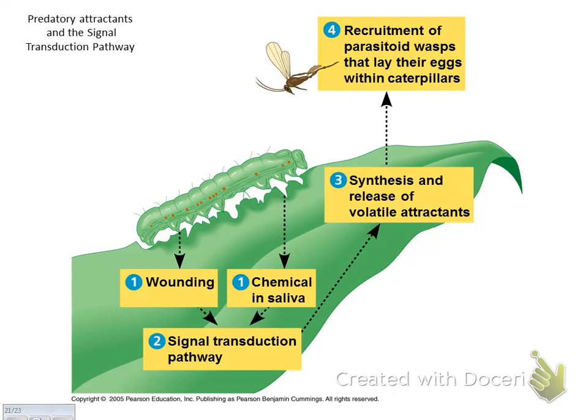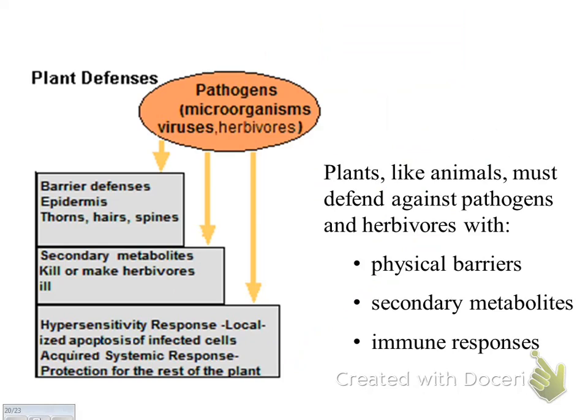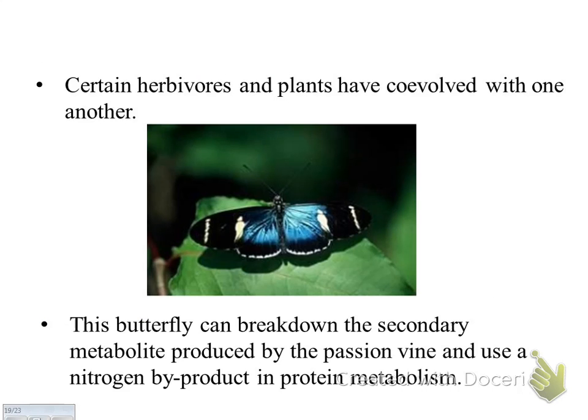I didn't talk about some of this stuff. On this picture right here, it's showing you plants have a physical barrier, and then they have metabolites on the inside. And then the third one would be their immune response, like maybe losing the leaf.